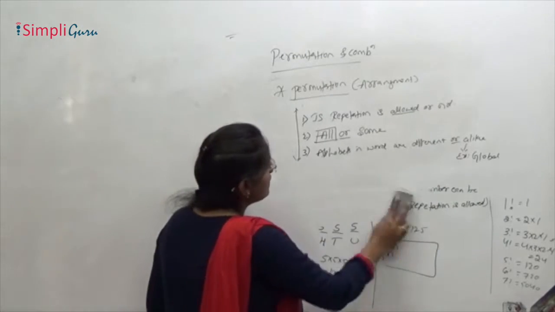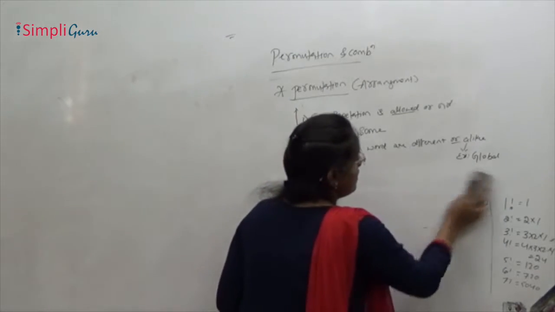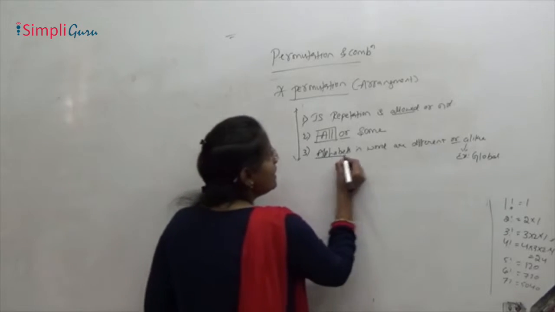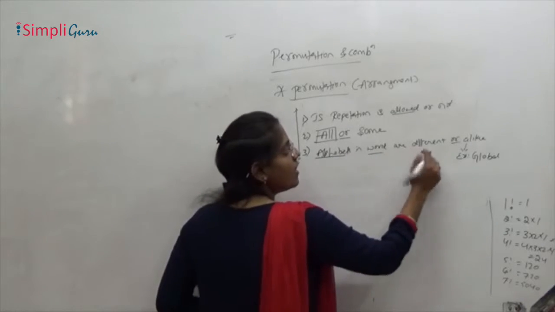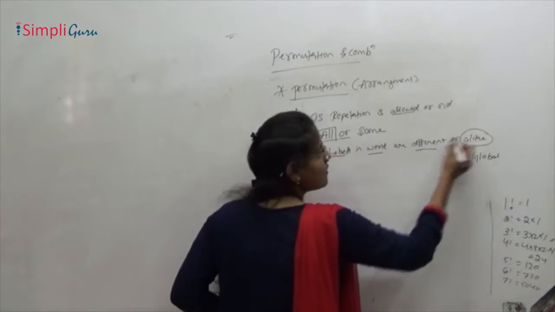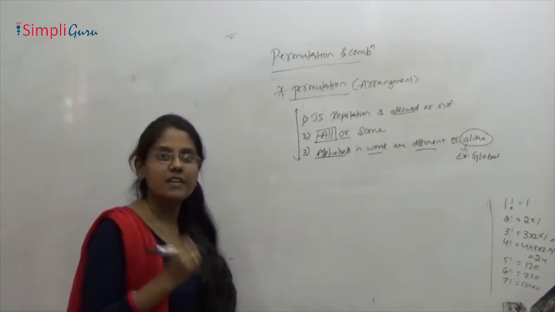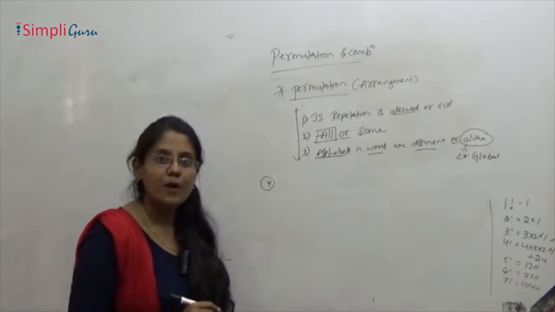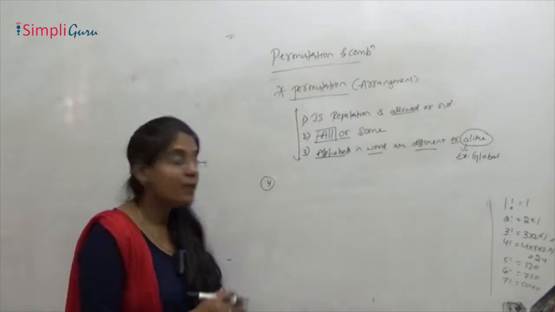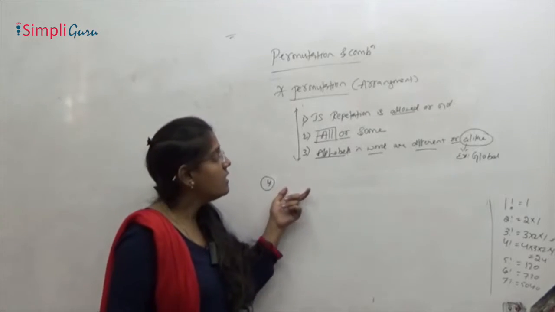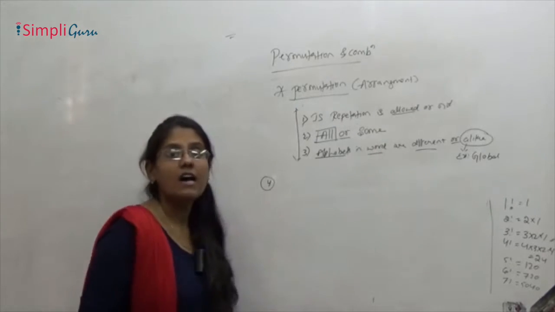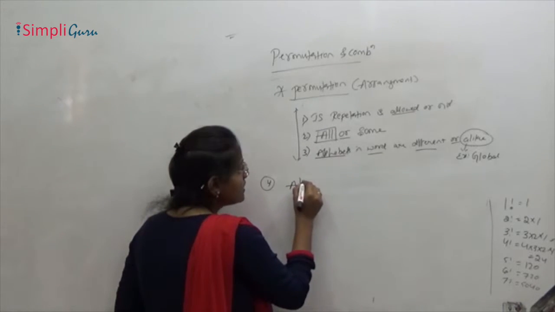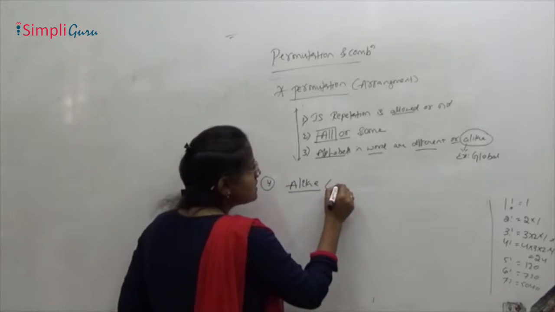We'll discuss the last thing. The last type of question is when the alphabets in the word are different or alike. We discussed the different ones, like gift. Okay, I'll take one more example. So type 4: permutation of n things when the alphabets of the word are alike, meaning similar.